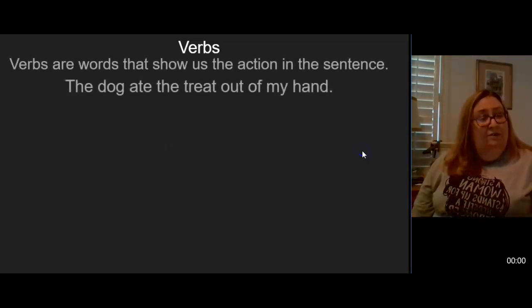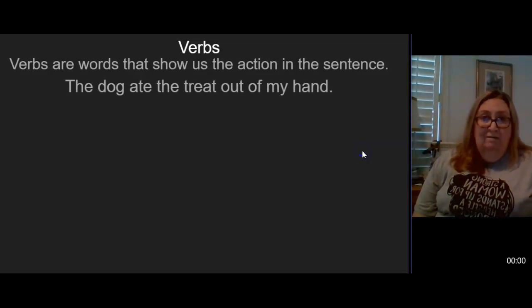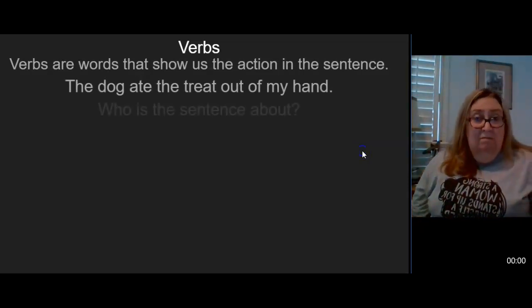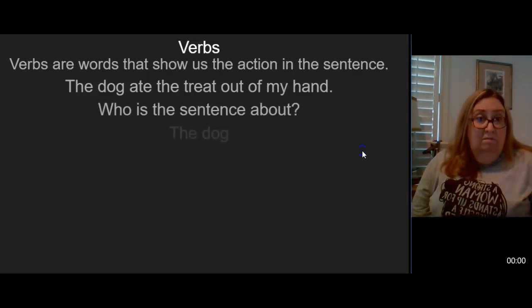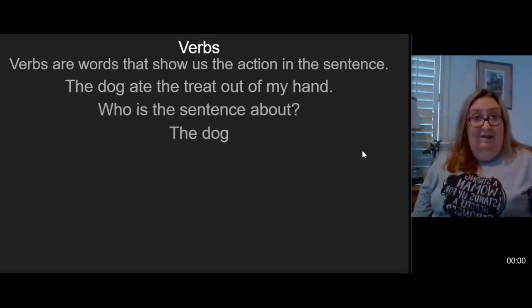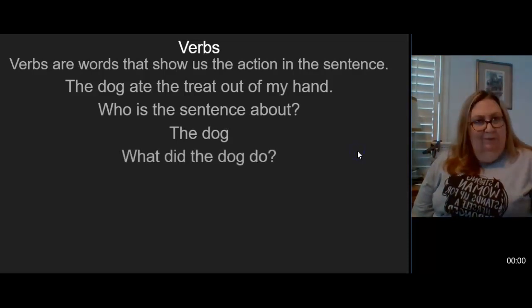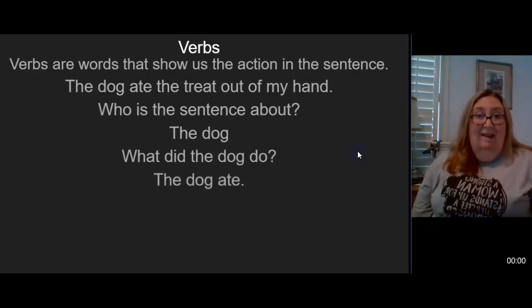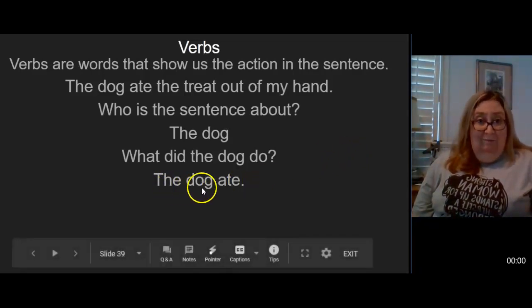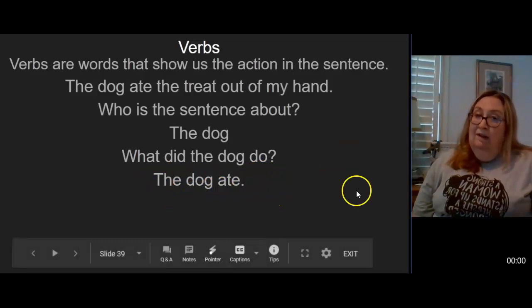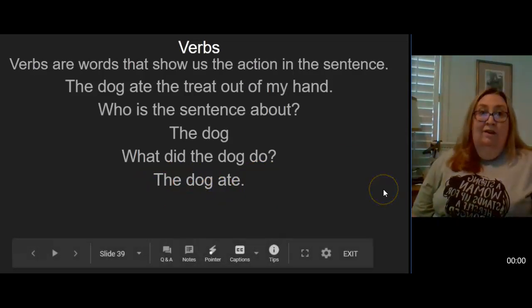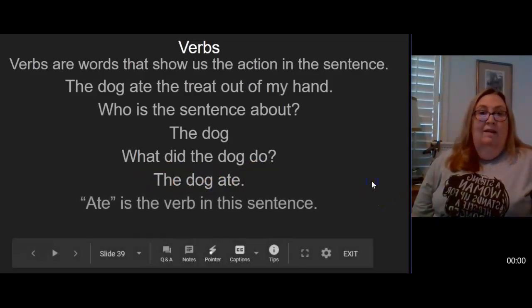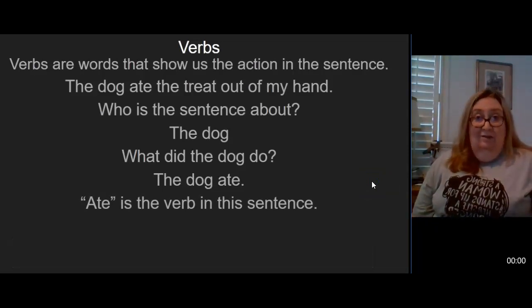The dog ate the treat out of my hand. Who or what is the sentence about? The dog. So the dog is the subject. It's who or what the sentence is about. What did the dog do? Well, the dog ate. And that sentence right there has a subject and a verb. It's boring, but it's a sentence. The dog ate. So ate is the verb in the sentence that tells us what the dog is doing.